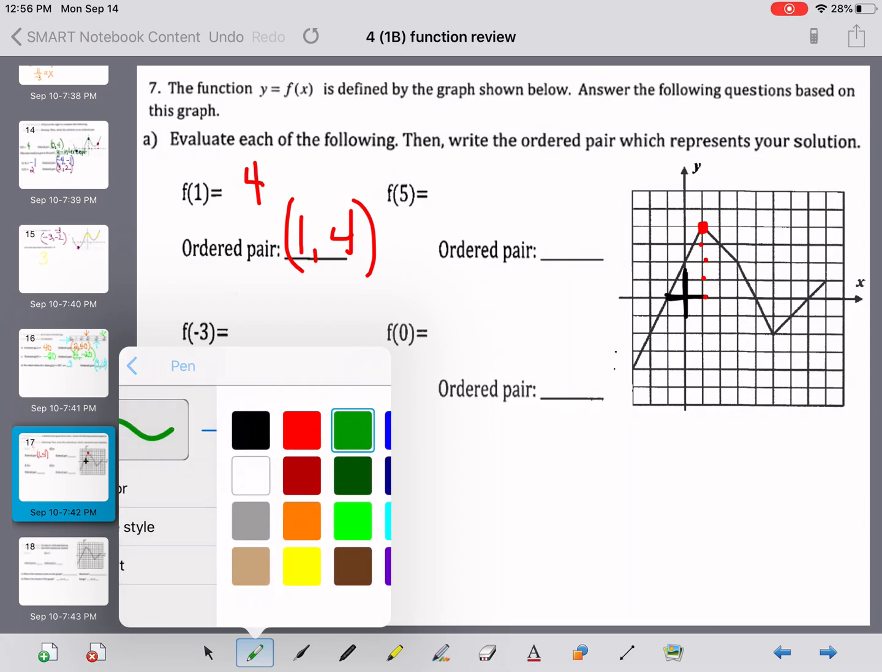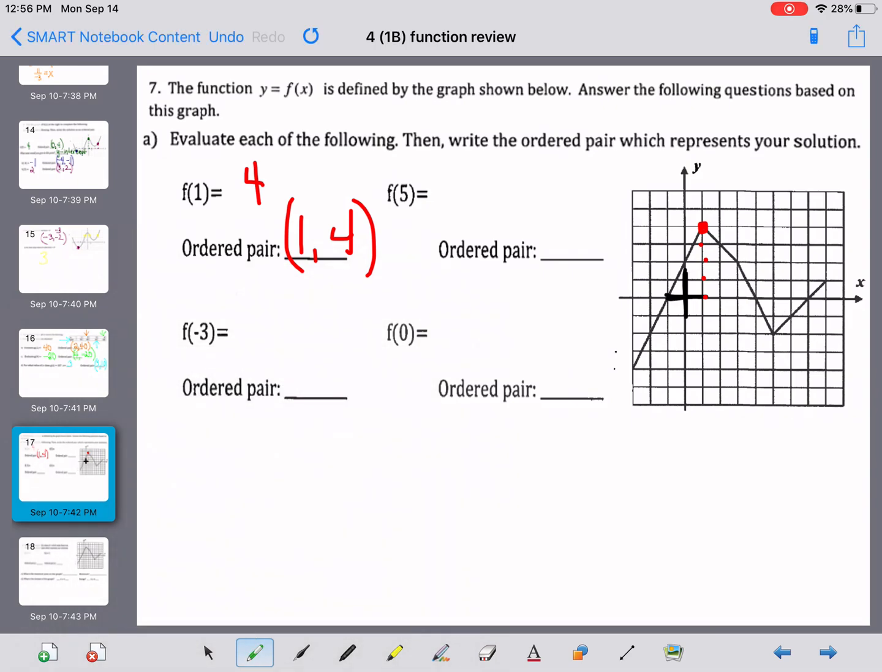If we look at our next function, f of 5, next part of the problem, f of 5. So we're going to go 1, 2, 3, 4, 5. And then when we find its corresponding point here, it's at -2. We went down 2 spaces, so our ordered pair is 5, -2.